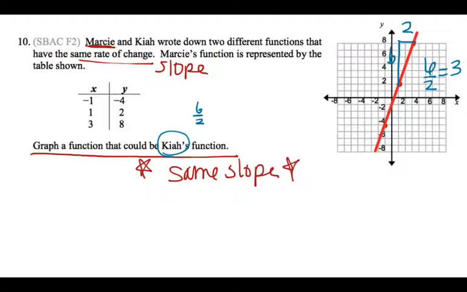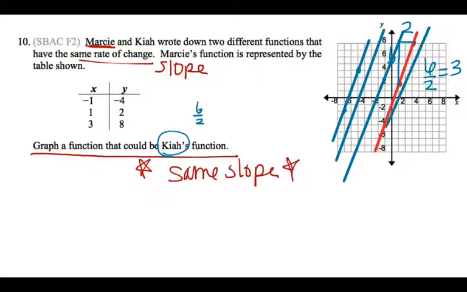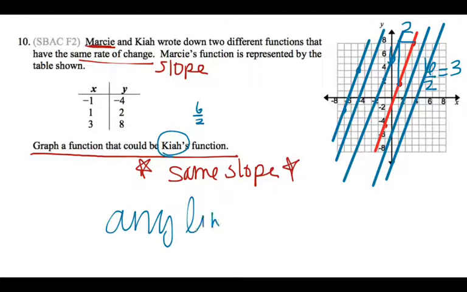Okay, so I'm just going to pick any old point, anywhere, doesn't matter where, and I'm going to make my slope 6 over 2. 1, 2, 3, 4, 5, 6 over 2. And I'm going to connect my points and make a line. So what you're going to find is you can have any line as long as it's parallel to Marcy's. So any line parallel to Marcy's will work.